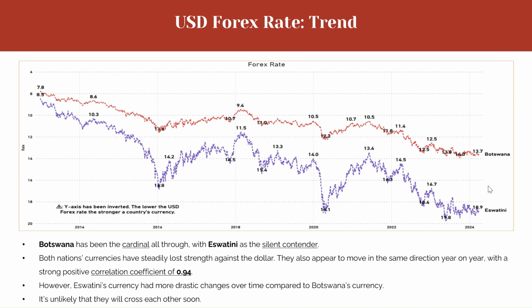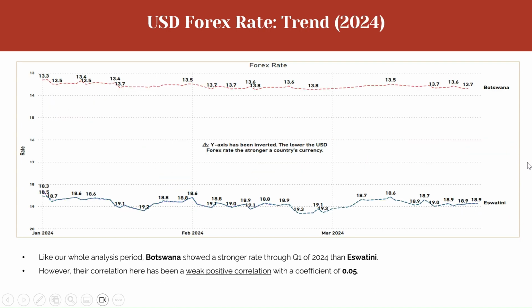And on observing their correlation, they have a strong positive correlation with a correlation coefficient of 0.94. And so, even though this is the case, we just see that Eswatini looks like it has more drastic changes over time compared to those of Botswana. And so, it's unlikely that Eswatini, being the silent contender, will usurp Botswana.